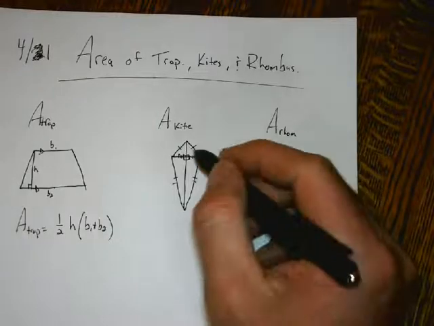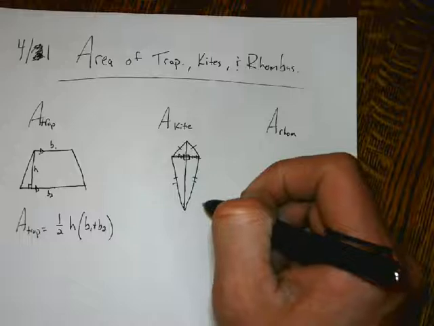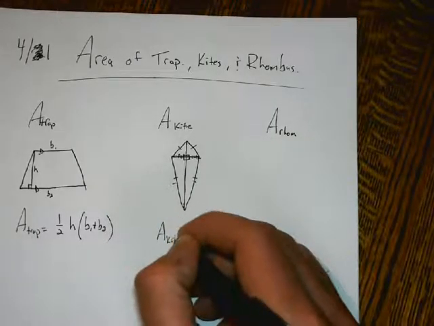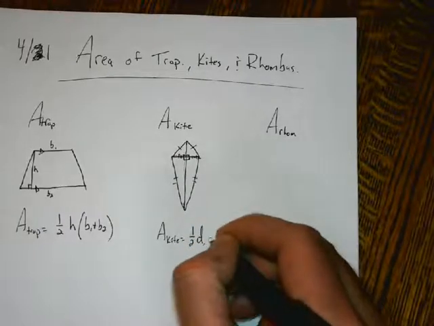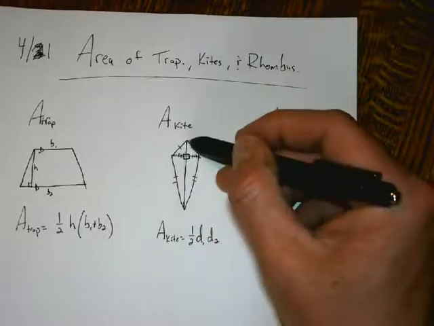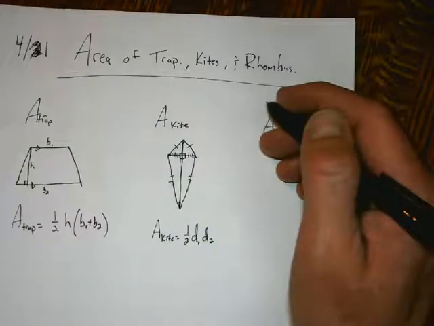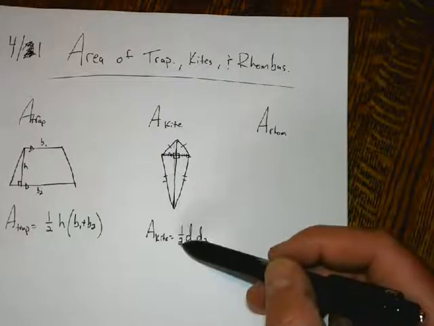Now, the kite has two total diagonals. So when you use the diagonals for the area of a kite, it's 1/2 diagonal 1 times diagonal 2. It doesn't matter which is diagonal 1 and which is diagonal 2, or vice versa. It just basically means multiply the two diagonals together and cut it in half. That's really all it is.